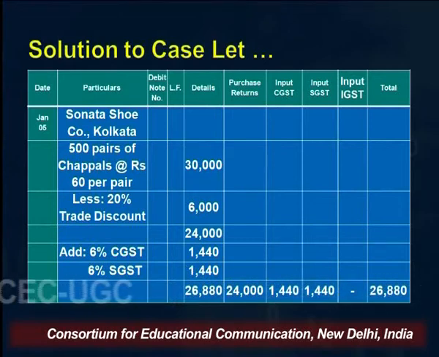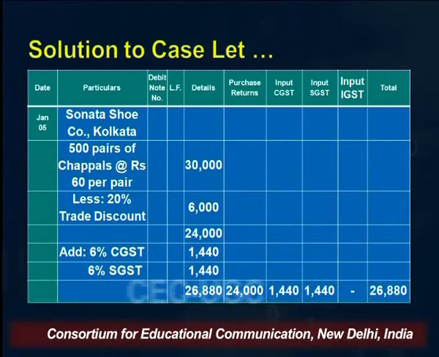So first we are going to put the date. The date was January 5th. The name of the company is Sonata Shoe Company, which is based in Kolkata. Your company is also based in Calcutta, and the company to whom you are returning is also based in Calcutta. So this is a case of an intrastate transaction.